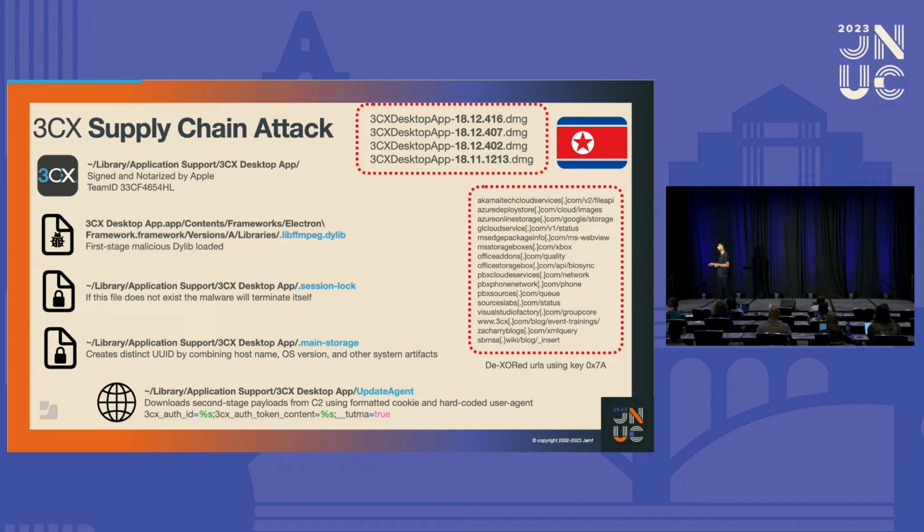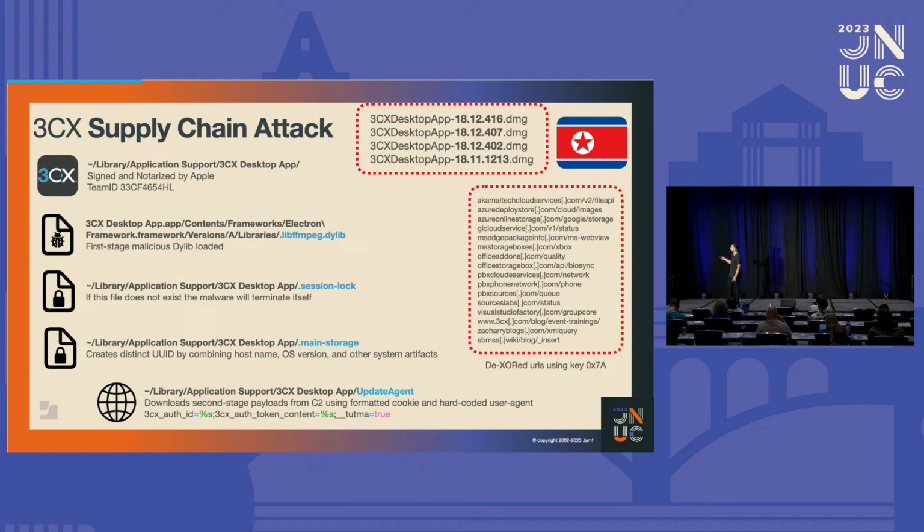Then it creates and writes a hidden main storage file under the home Library Application Support 3CX Desktop App folder. It creates a distinct UUID by combining hostname, OS version, and various other system artifacts. Then it retrieves the second stage, which in this case is called update agent. The way it does this is it sends a POST request to the command and control server with a specially crafted and formatted cookie.